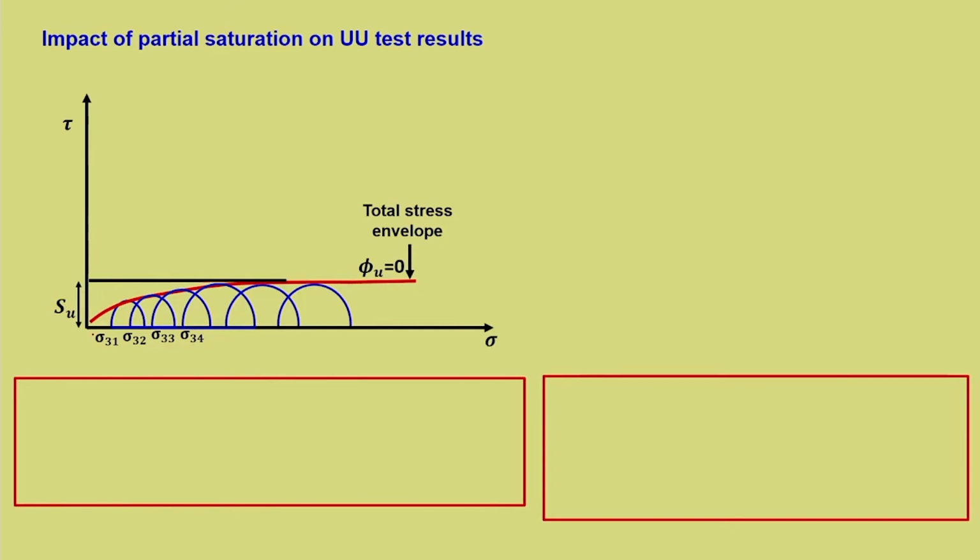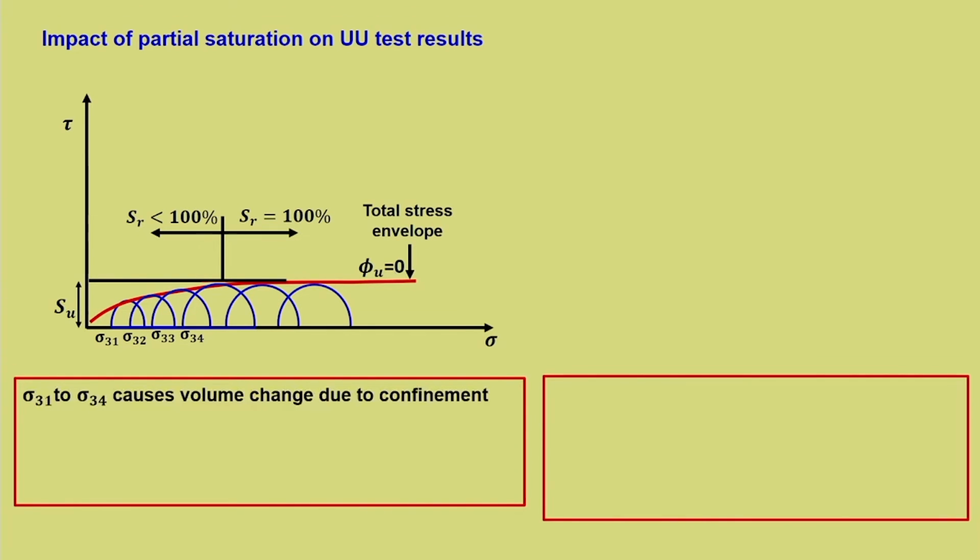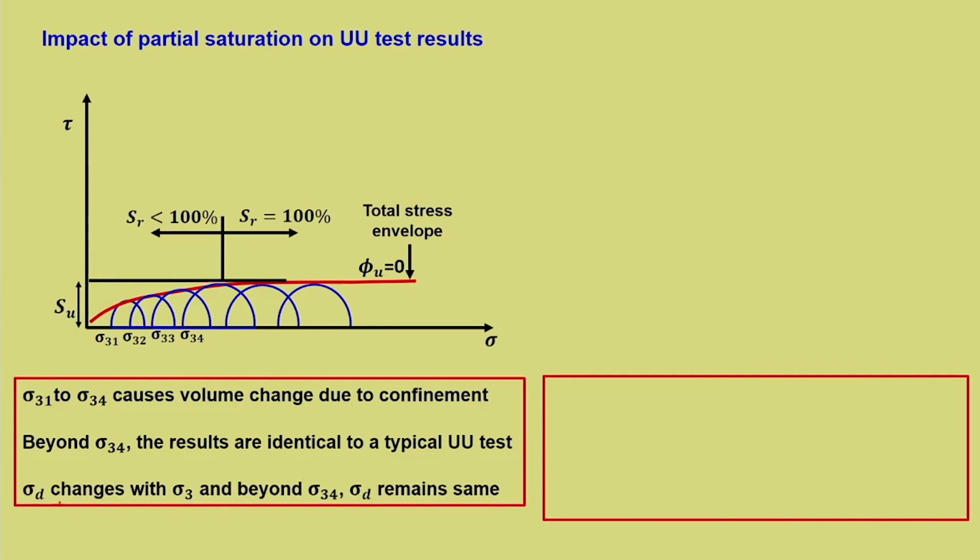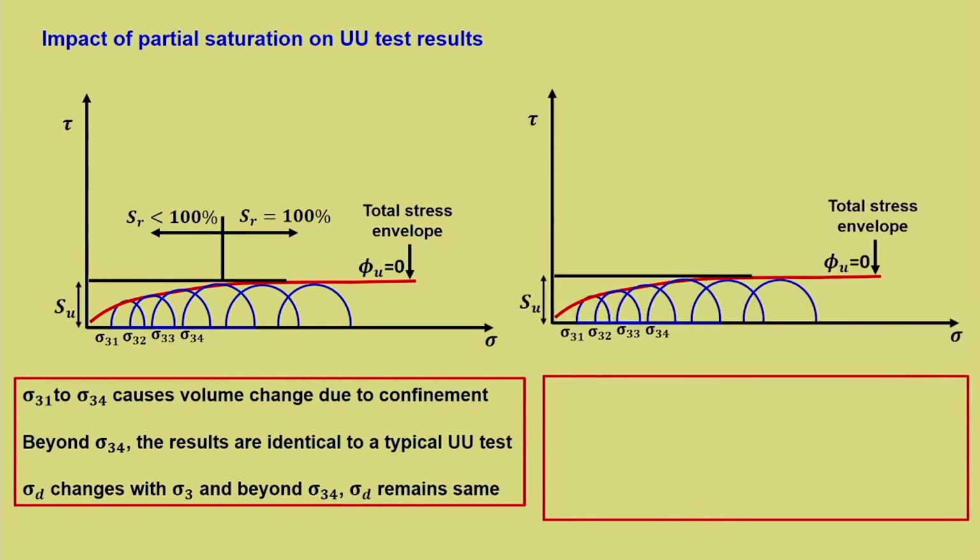So what is this initial portion? This initial portion is mainly due to partial saturation or improper saturation. So here, beyond this line, it is S_R less than 100%, and for this it is S_R equal to 100%. From here on it is 100% saturation, and hence we get the same failure envelope, phi u equal to 0. So sigma 3 1 to sigma 3 4 causes volume change due to confinement. Beyond sigma 3 4 the results are identical to a typical UU test. Sigma d changes with sigma 3, and beyond sigma 3 4 sigma d remains the same.